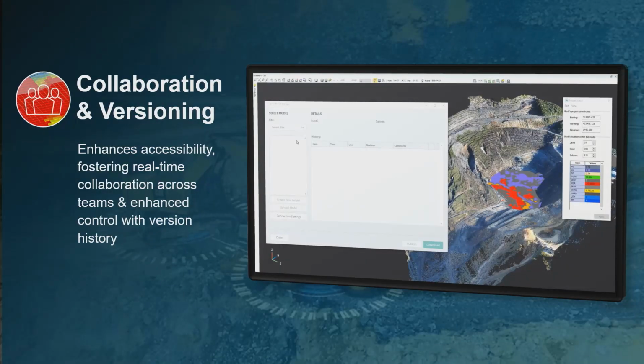So, collaboration and versioning. Gone are the days of wandering around the office, calling, texting, carrier pigeon, trying to find out who has the latest version of your model and where it is and how to gain access to it. We have centrally stored this model and given the users access to it so that you know that you have the latest information on hand at any given time.